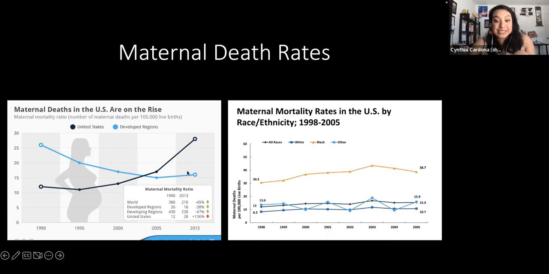Not only that, this graph compares the US only to other developed regions, right? So we're not talking about poor countries where there's not good access to healthcare. When we compare the US to other countries that have advanced medical research and capabilities, the number of people dying giving birth in the US is way higher. But when you look at those statistics within the US itself, which group of women are dying at the higher rates is also very clear, right? That's what this graph is showing. Black women are dying at almost double or more than double the rate of any other racial or ethnic group.